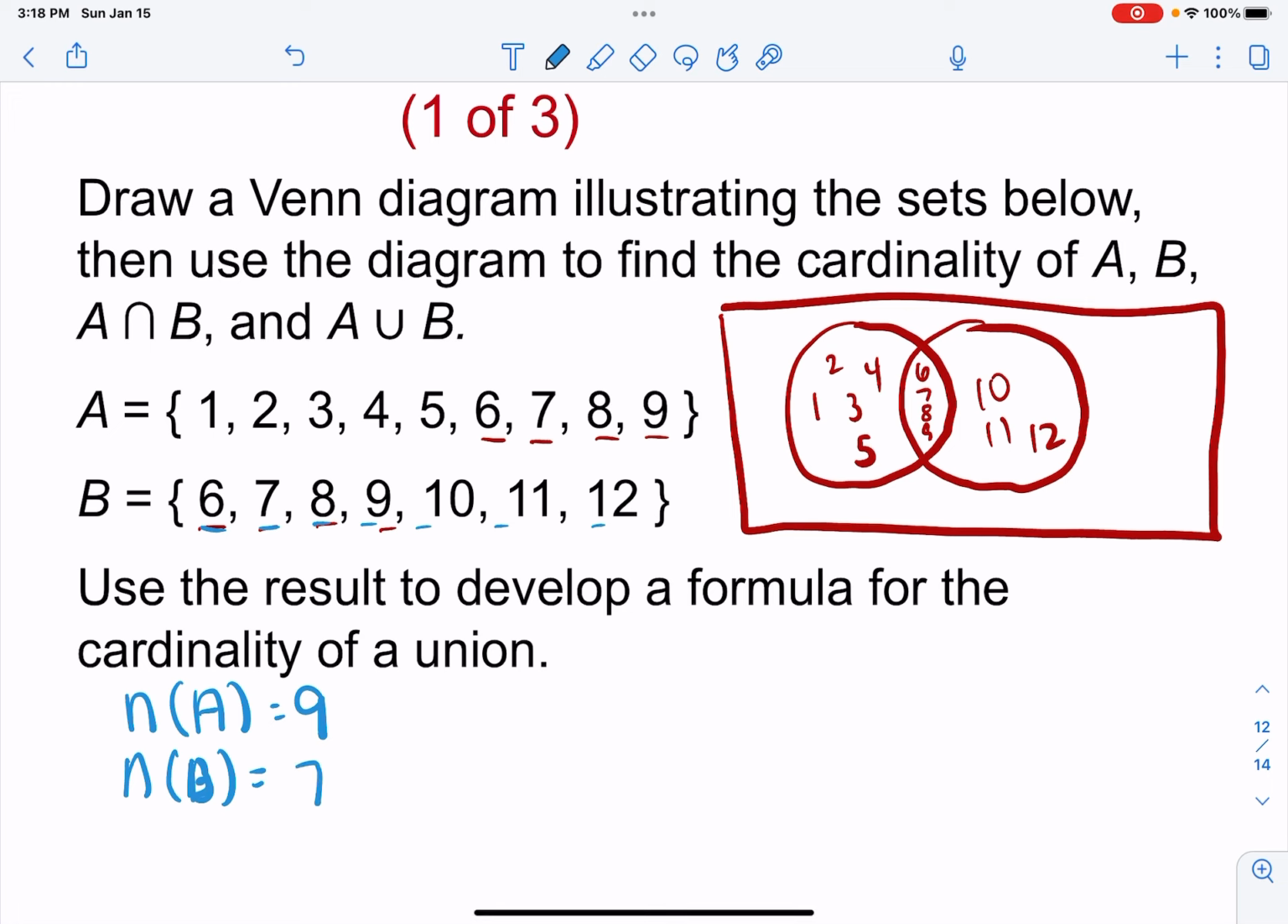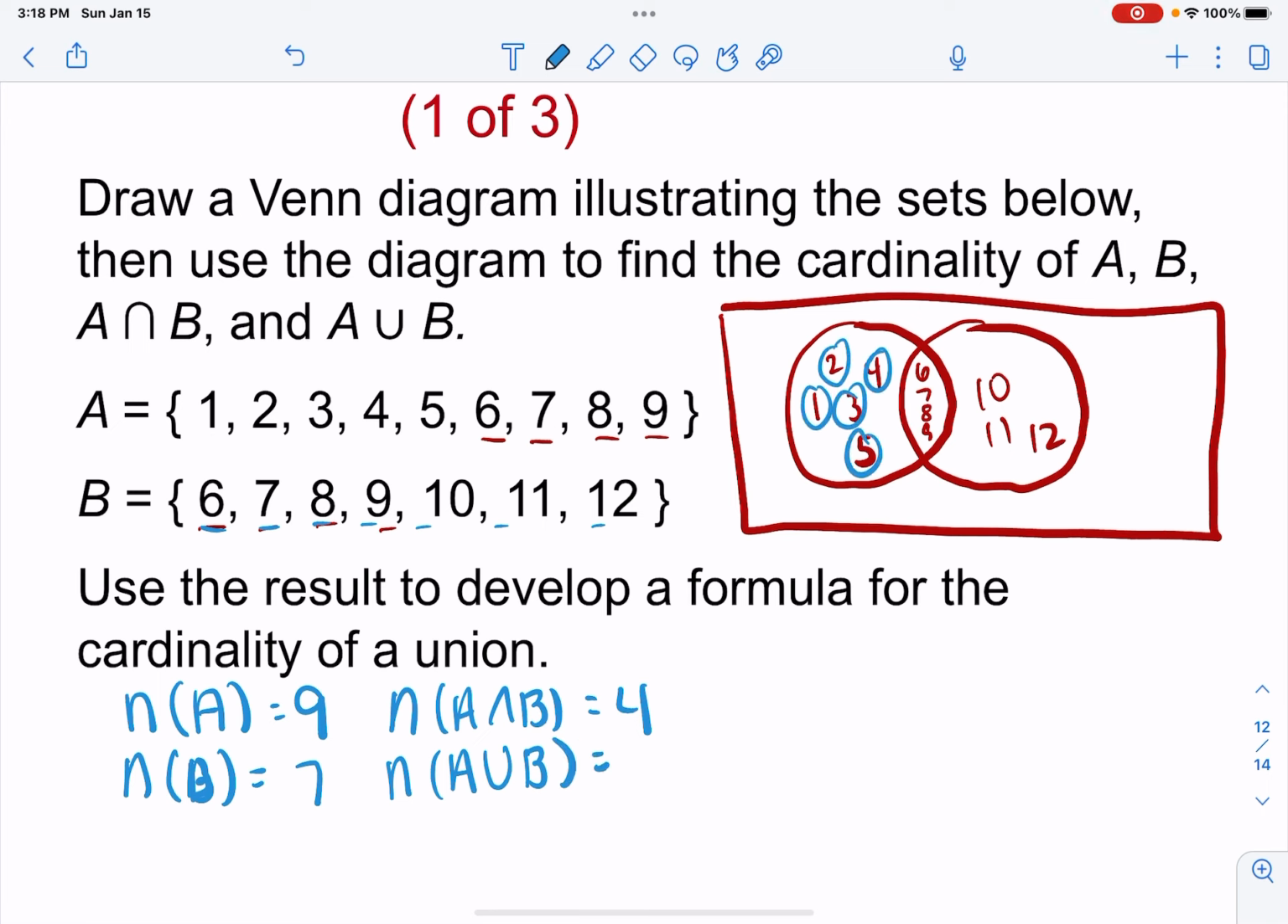Okay, how many are in their intersection? Well, that would be the 6, 7, 8, 9, so that would be 4 of them. In the union, remember to count up the union, you don't count them twice. So basically you're just counting 1, 2, 3, 4, 5, 6, 7, 8, 9, 10, 11, and 12. So there's 12 of them.